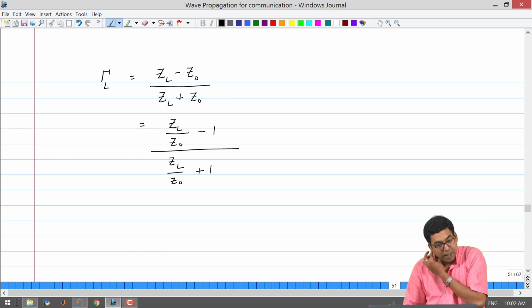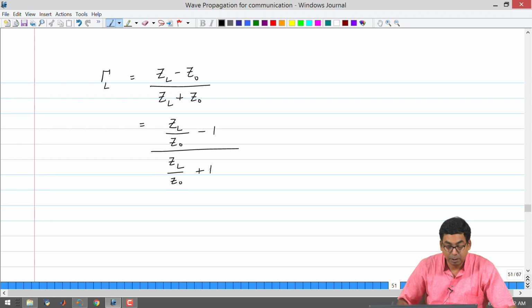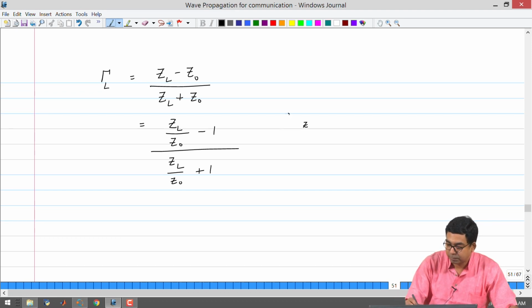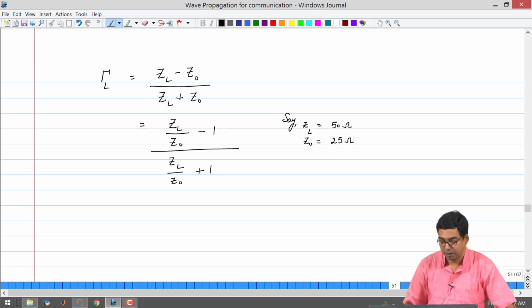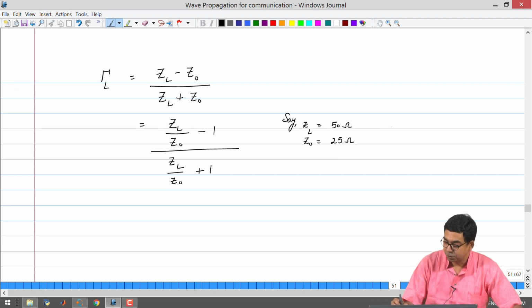So, it seems like the reflection coefficient depends on the ratio of the load impedance to the characteristic impedance, and it does not depend particularly on the absolute values. It is the ratio that matters. So, an example could be, say your load impedance is 50 ohms, characteristic impedance is 25 ohms. ZL divided by Z naught is 2. So, gamma becomes 2 minus 1 divided by 2 plus 1, that is 1/3.